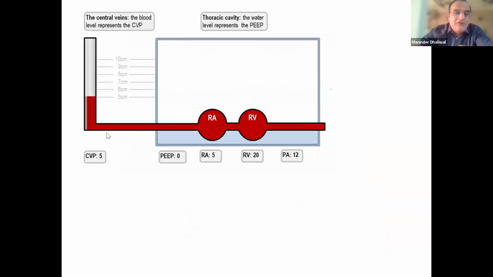So if you see this curve, this is the heart in the thoracic cavity. In the thoracic cavity, you can see the right atrium, the right ventricle, and this is the IVC, or we can call it the CVP, the central venous blood. So PEEP over here is 0, the right atrial pressure is 5, the pulmonary arterial pressure will be 12. The blood is going from here to here.